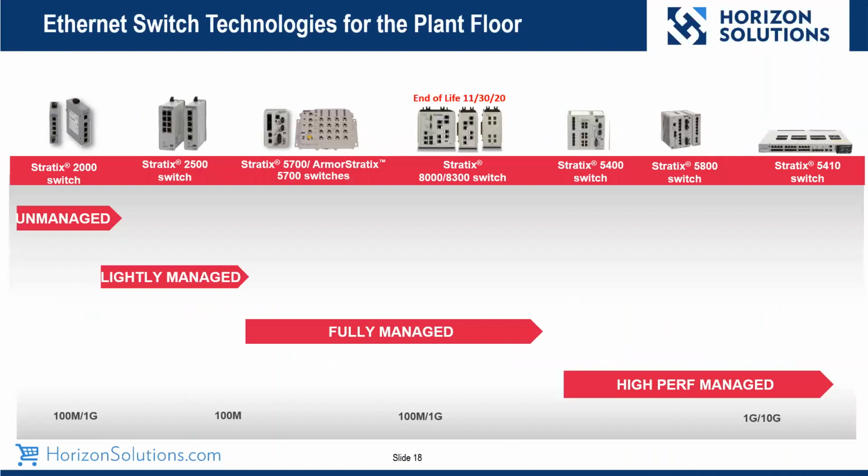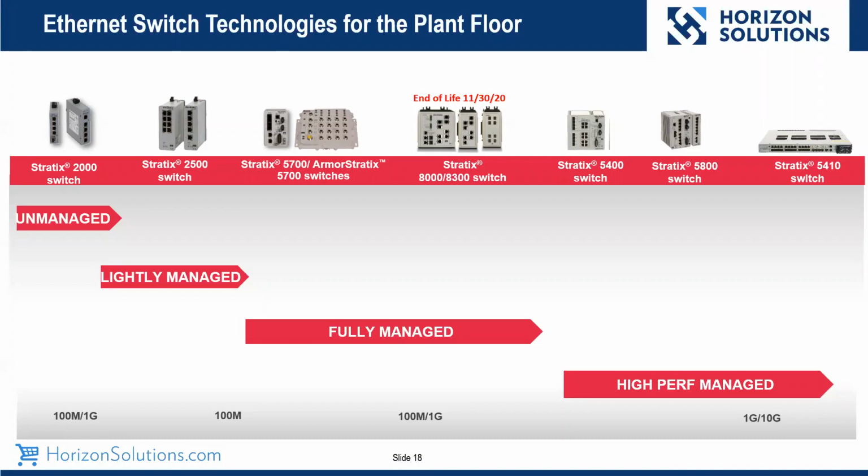So with that, I'm going to talk a little bit about just a product overview of what we have. In the Stratix family, we go from our unmanaged rail switches, our Stratix 2000. We have a lightly managed product, the 2500. Our 5700 is pretty much our lead product in the machine world. The Stratix 8000 was our original offering. It was a modular switch, but that has an end of life coming up at the end of this year. So if you're thinking about purchasing one of those, give us a call, please.